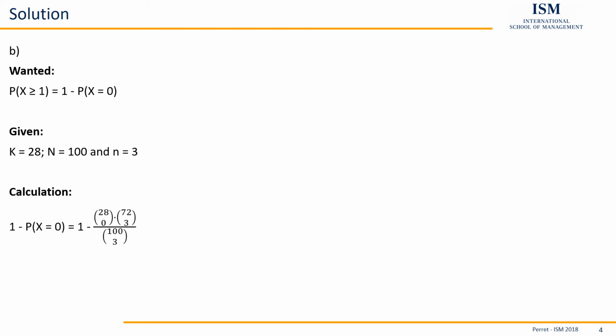So it's 1 minus, then 28 over 0. So of the 28 rejects, we want to have 0 in our sample, but of the 72 non-rejects, we want to have 3 in our sample. And all of this is divided by 100 over 3, so we take a sample of 3 out of the 100 t-shirts. We put this into our calculators, giving us an overall result of 63.12%. So the chance of having at least 1 shirt which is defective in our sample is roughly 63%.